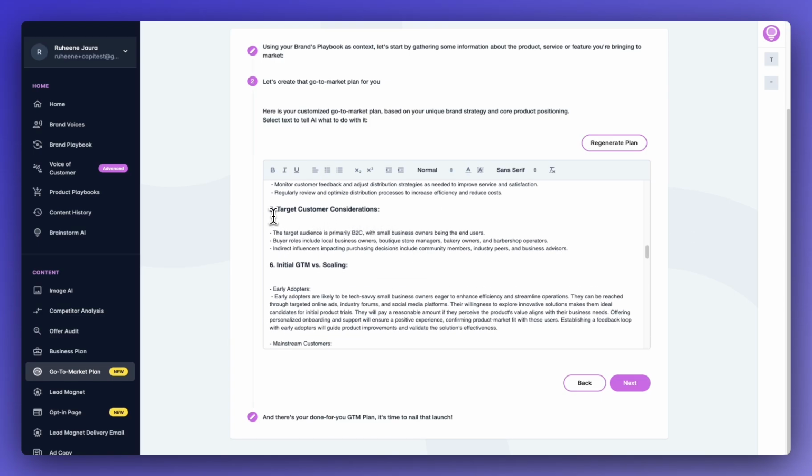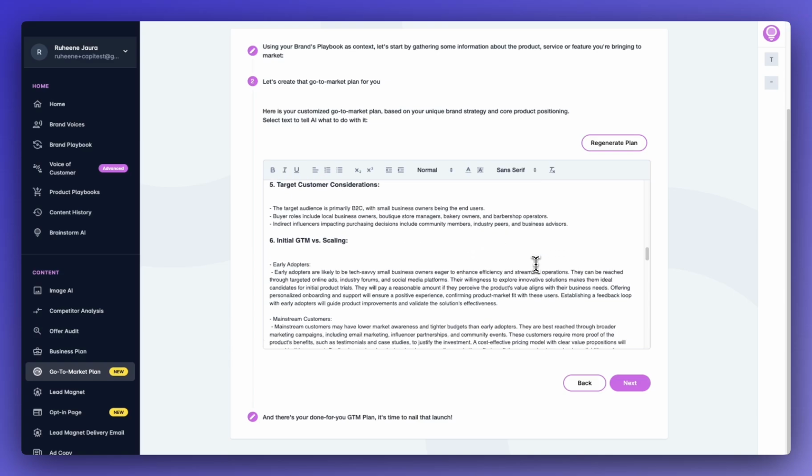All right, next is target customer consideration. So we want to figure out, is it going to be B2B, B2C? What type of market are we mainly serving? And buyer roles. So it could be local business owners, boutique store managers, bakery owners, barbershop operators, and also indirect influencers that impact purchasing decisions, including community members, industry peers, and business advisors.